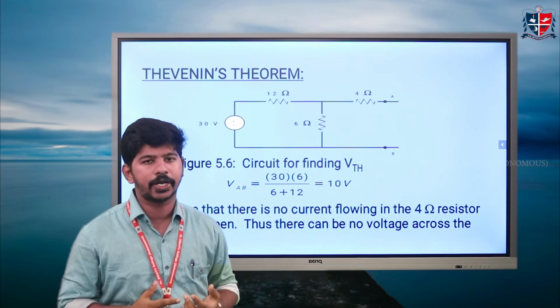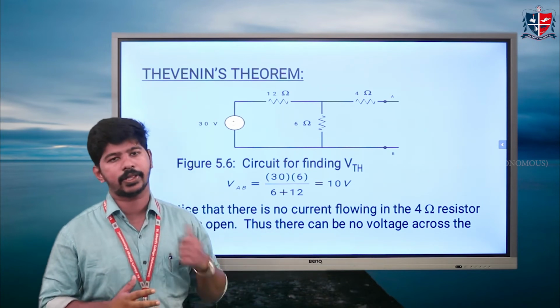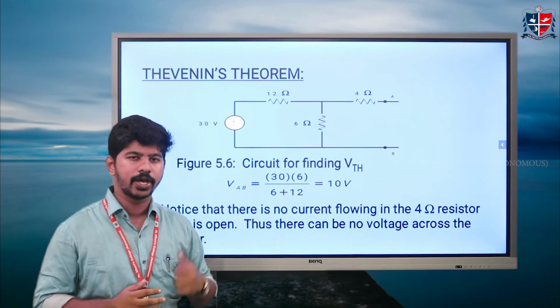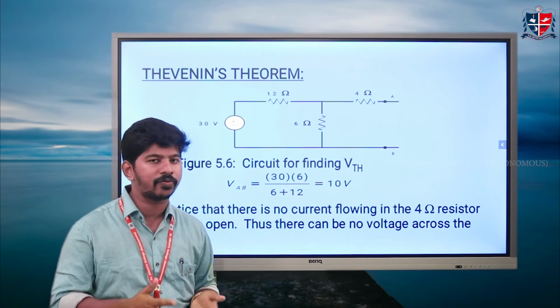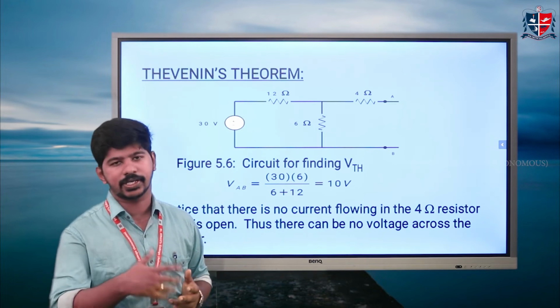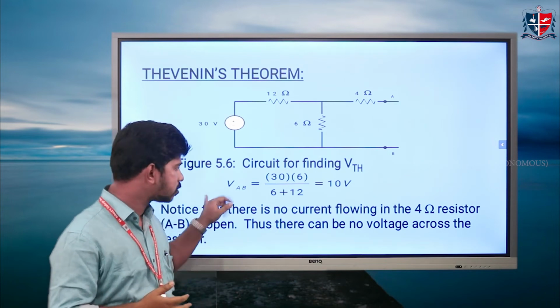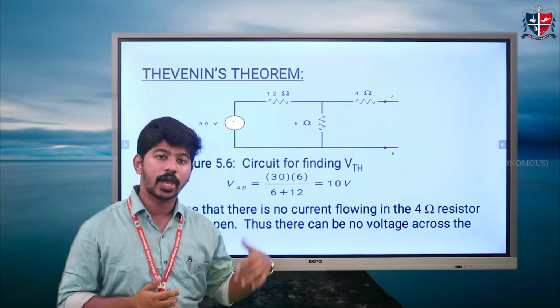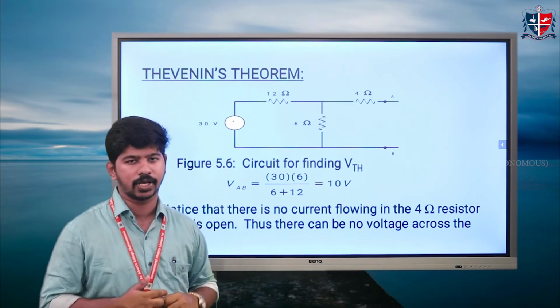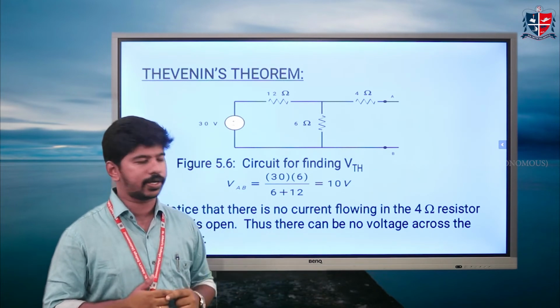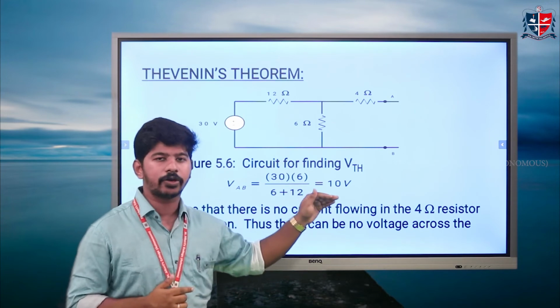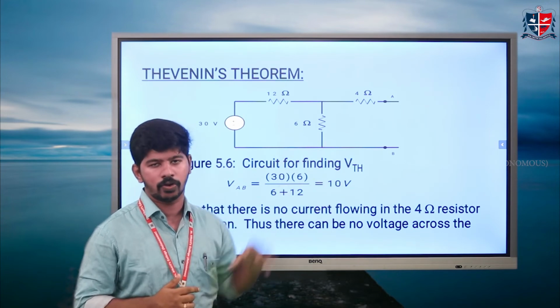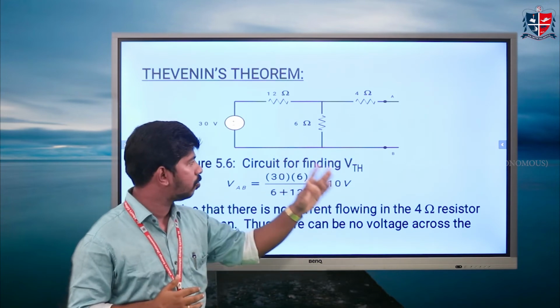Now what we need to determine? Now we need to determine the Thevenin resistance. So we are replacing the network with a Thevenin voltage in series with Thevenin resistance. We have already determined the Thevenin voltage. Now we have to find the Thevenin resistance. So in order to find the Thevenin resistance, again what we need to do? We need to open the load terminal. So we are removing the load.